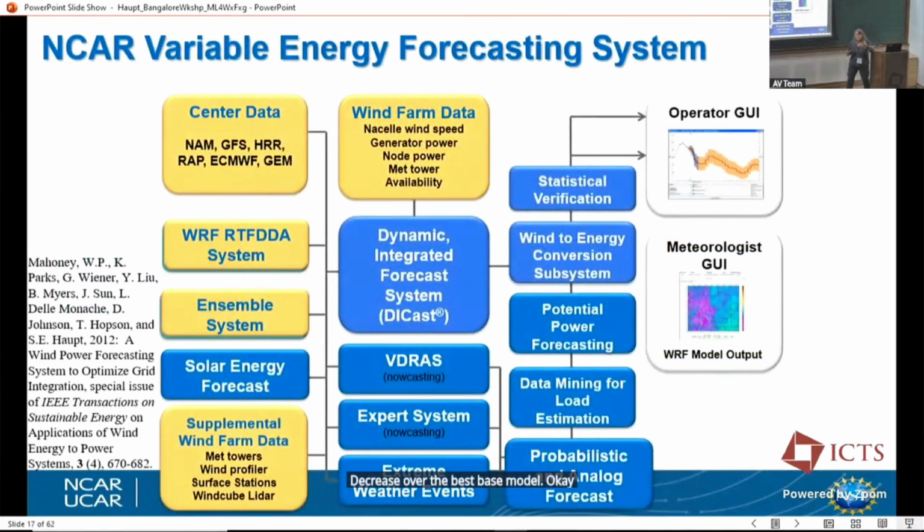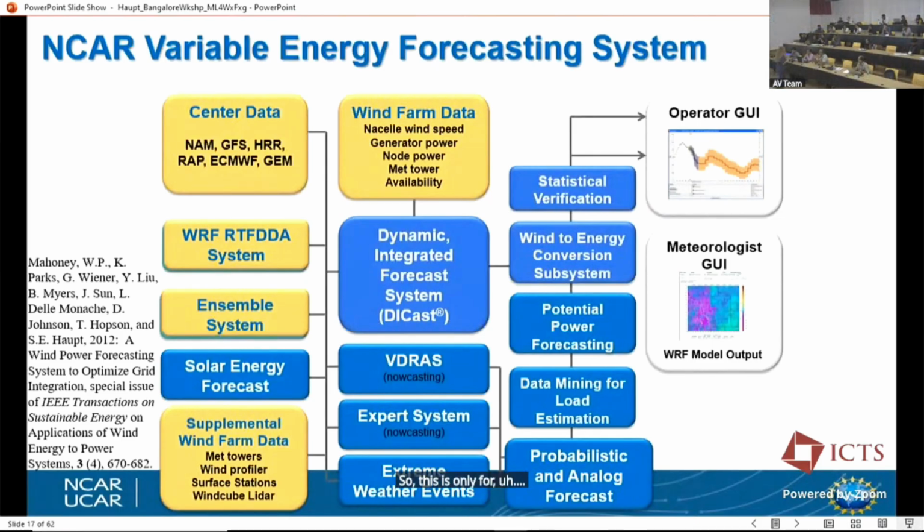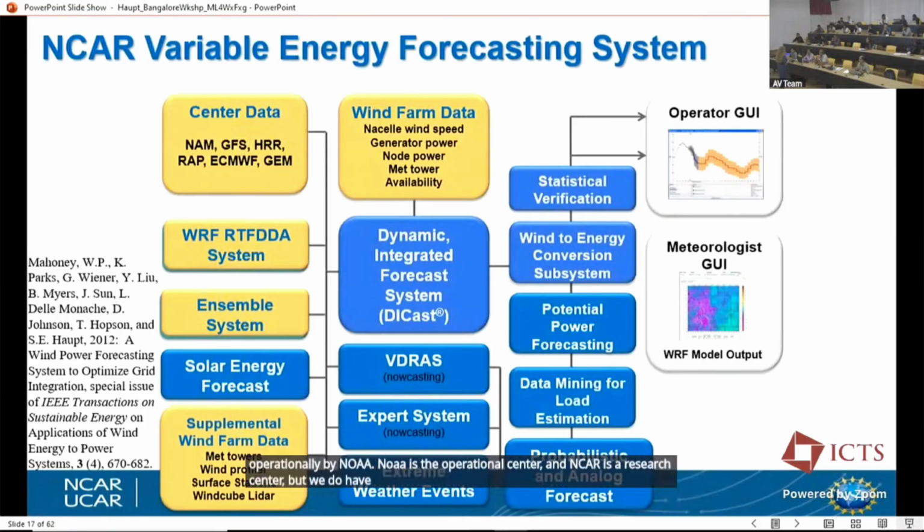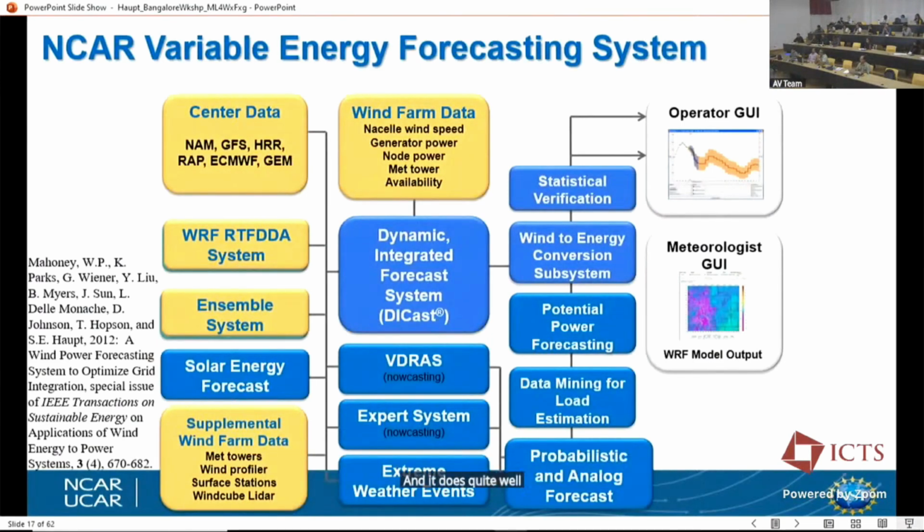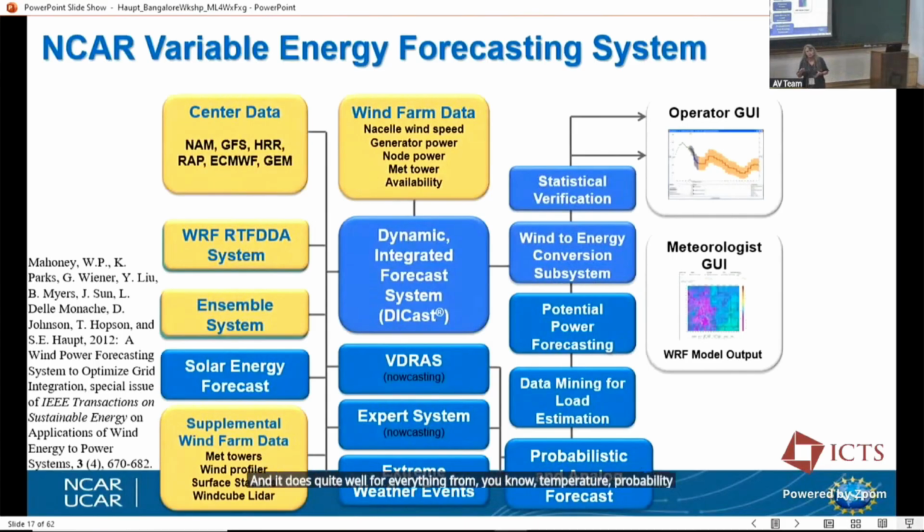Okay, sure. Is this only for wind forecasting, or is this architecture used for all weather forecasts? It can be used for all weather forecasting. It's not used operationally by NOAA. NOAA is the operational center, and NCAR is a research center. But we do have clients who use it for their private sector forecasts, and it does quite well for everything from temperature to probability of precipitation.